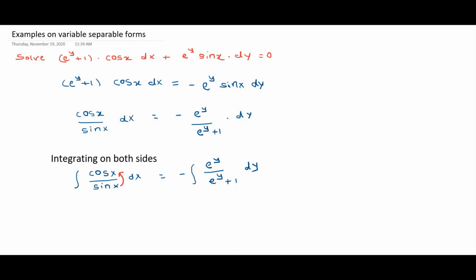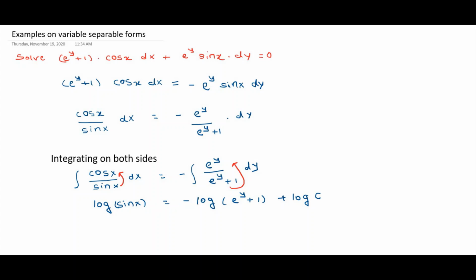So differentiation of denominator is numerator means on integrating we can write it as logarithm of sin x is equal to minus, as it is, what is differentiation of e raised to y plus 1? Differentiation of denominator e raised to y plus 1 is e raised to y, which is numerator term. So on integrating we can write it as logarithm of denominator. Logarithm of e raised to y plus 1 plus you can take integrating constant log c.